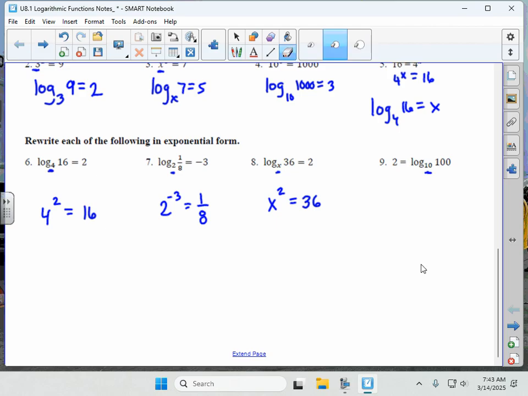Again, if you want to rewrite this so the log is on the left side, some people like to do it one way every time, so just put the log on the left side. All right, so again, you can see the base is 10 to the 2nd power equals 100.